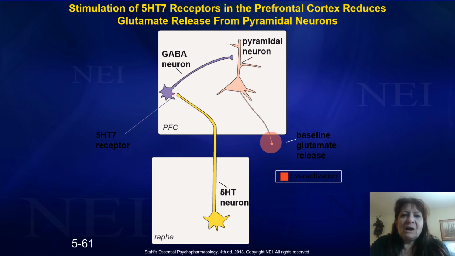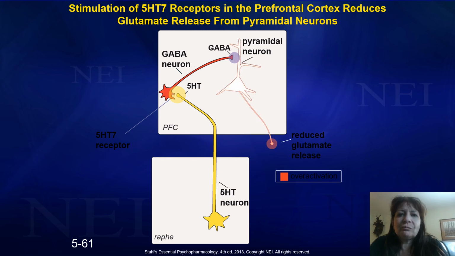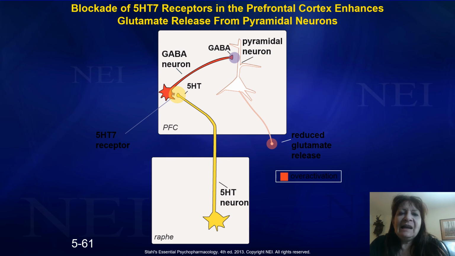There's also a reduction of glutamate release from the pyramidal neurons because of the stimulation of 5-HT7 receptors in the prefrontal cortex. And again, blockade of the 5-HT7 receptors will result in an increase in glutamate release.